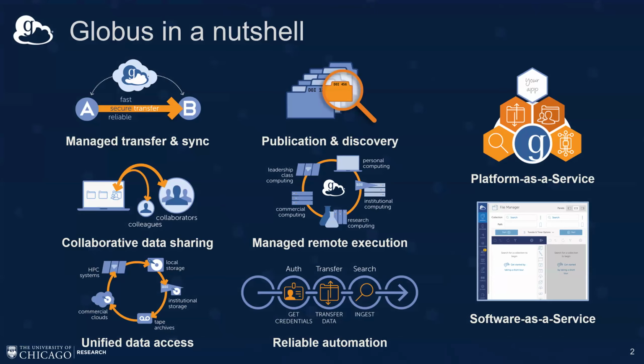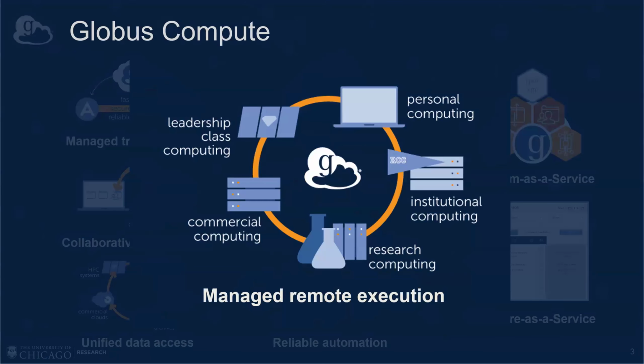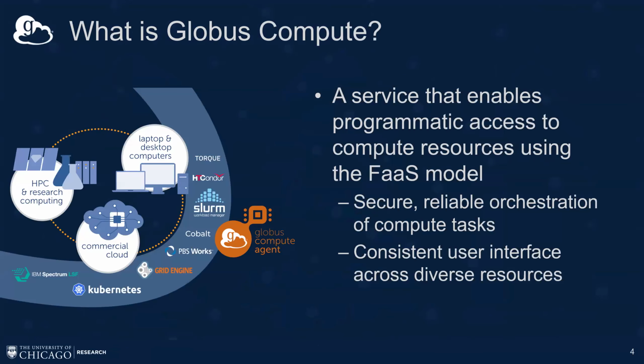But it enables you to run compute tasks on your infrastructure, just like Globus Transfer allows you to run Globus Transfer tasks on your infrastructure. And I'll be drawing this parallel fairly a lot throughout this talk. So you've seen this picture a lot of times today. This is what we're going to focus on: managed remote execution. That's a service that enables programmatic access to compute resources with the function as a service model.